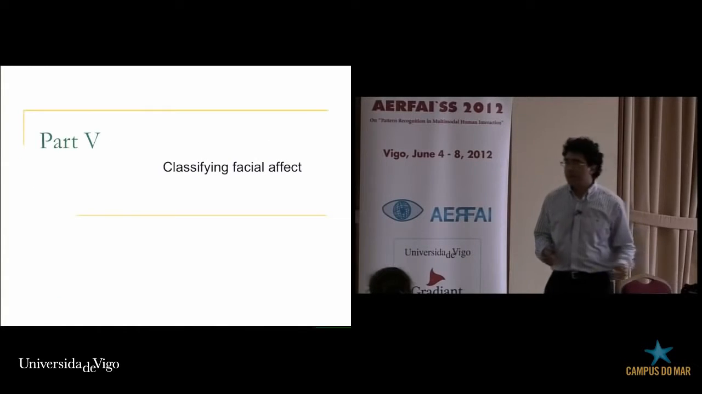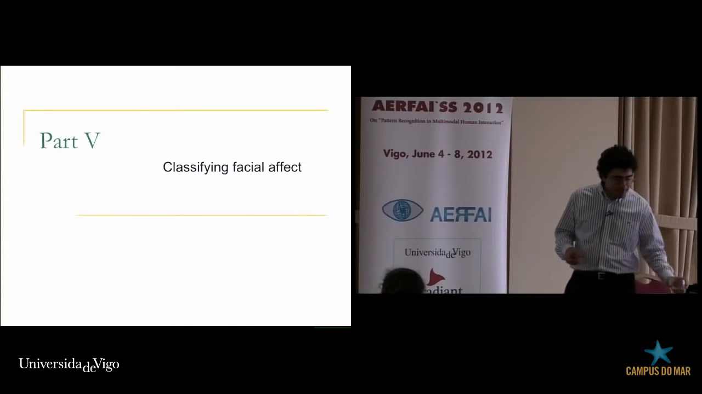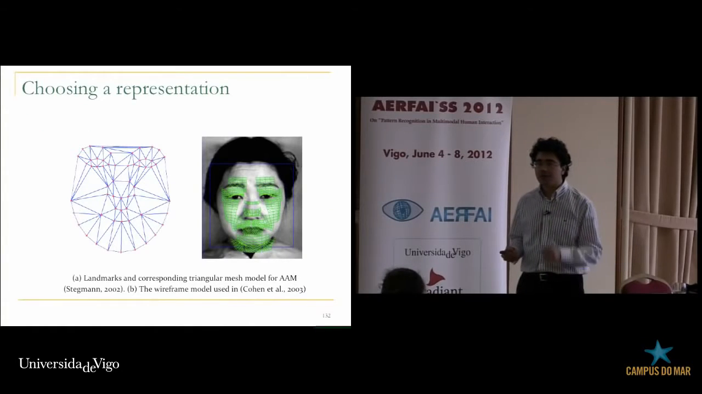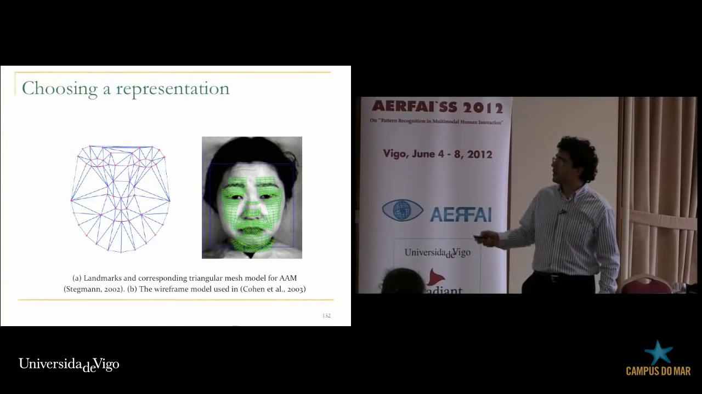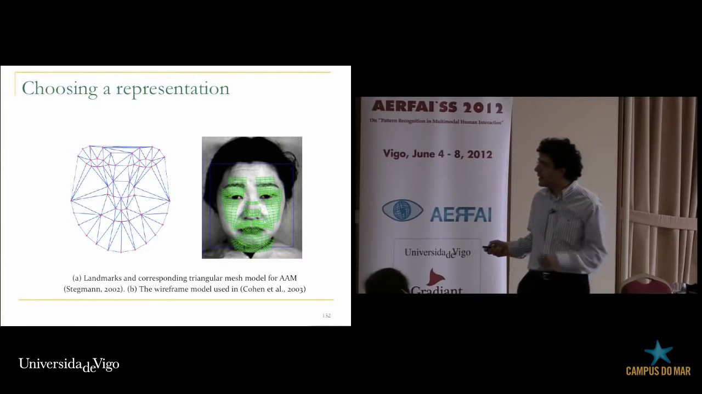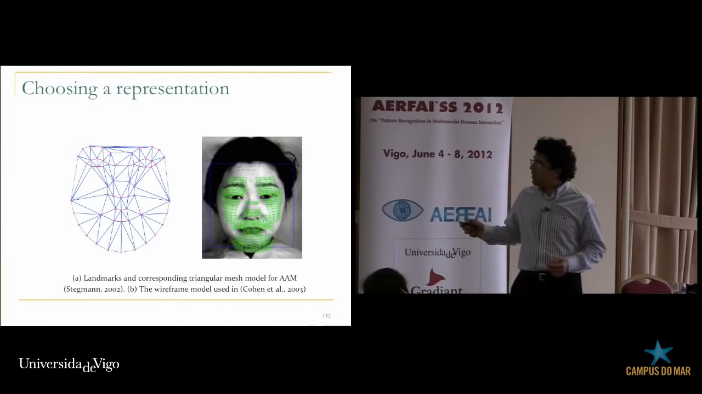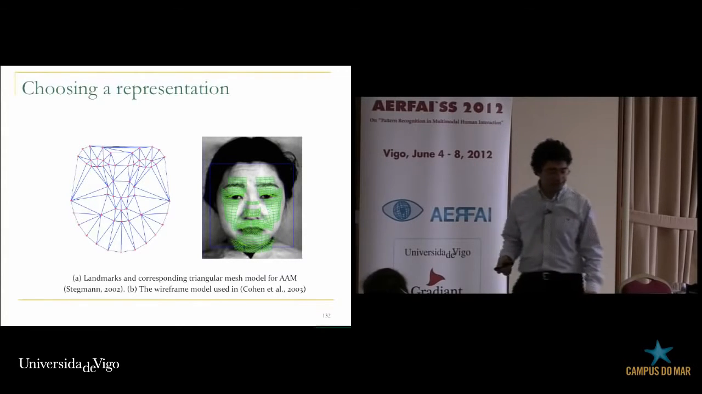I come to the final part of the talk, which is classifying facial affect. The first thing that we do for classifying facial affect is to choose a good representation. This is the mesh model that is typically used in active appearance models. This is the Bézier volumetric curve, the wireframe model used by Cohen and his colleagues, that we also used in Amsterdam. The complexity of this mesh or complexity of this model will affect your processing. You want sufficient expressivity here.